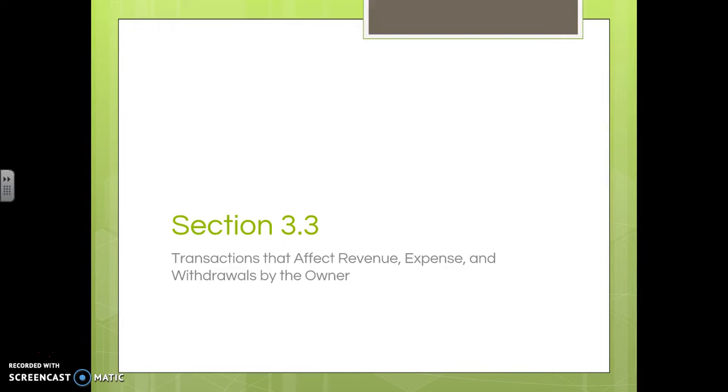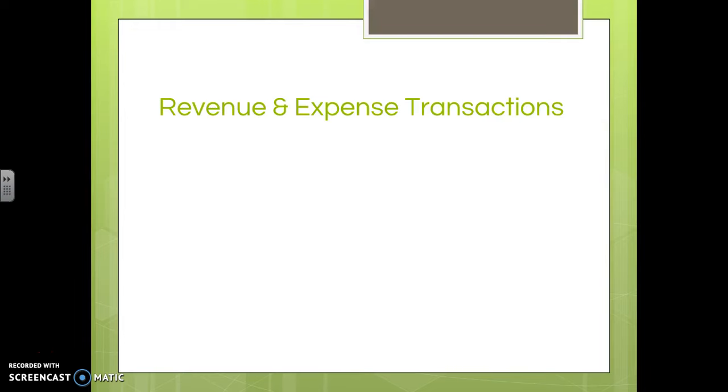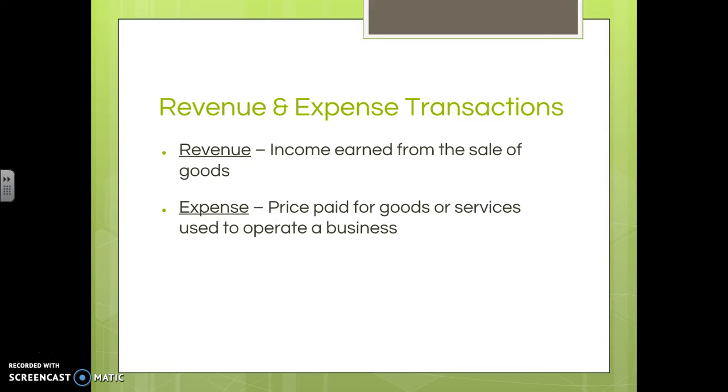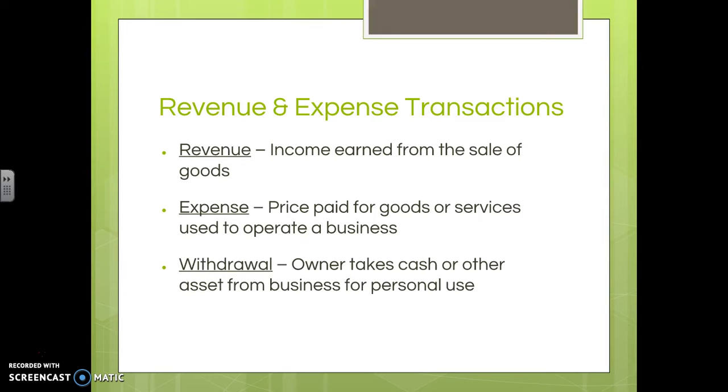Section 3.3, which is transactions that are going to affect revenue, expenses, and withdrawals by the owner. Now, revenue and expense transactions. Revenue, income earned from the sale of goods. That is money coming in. Any money coming in is considered a revenue. An expense is the price paid for goods or services used to operate a business. Money going out. Money coming in, revenues, money going out, expenses. And then finally, withdrawals, which is the owner's prerogative to take cash or other assets from the business for personal use.